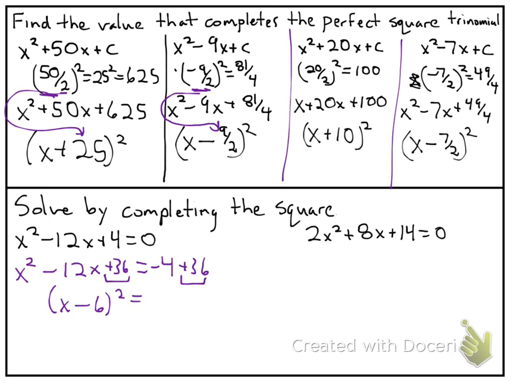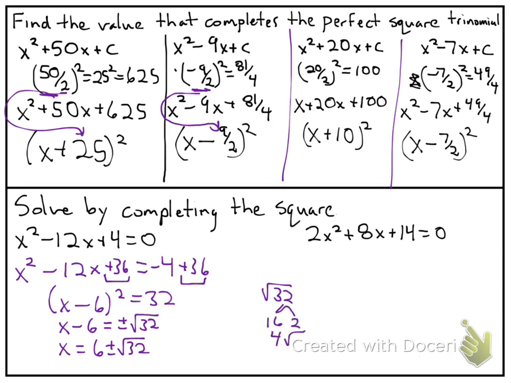The right-hand side is now 32. We solve by square roots. It makes it x minus 6 equals plus or minus the square root of 32. We add 6 over, 6 plus or minus the square root of 32. Now the last thing we have to do here is simplify the square root of 32. Well, 32 is 16 times 2, so that becomes 4 root 2. So our answer is 6 plus or minus 4 root 2. Now, that's an irrational solution. We couldn't have gotten to that by factoring, but now by using completing the square, we can get our answer.